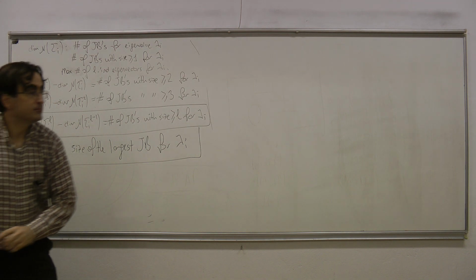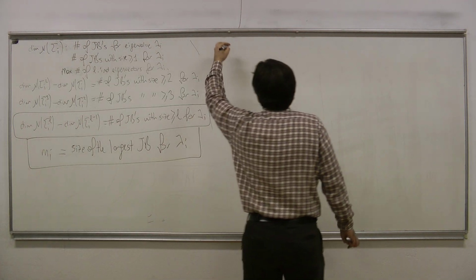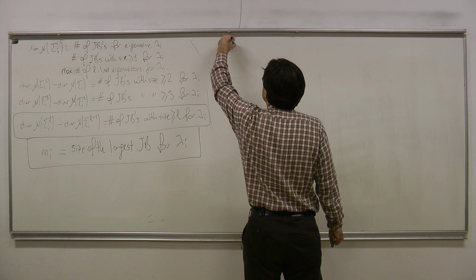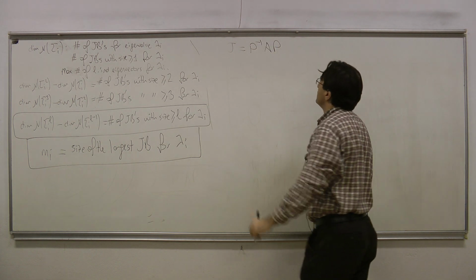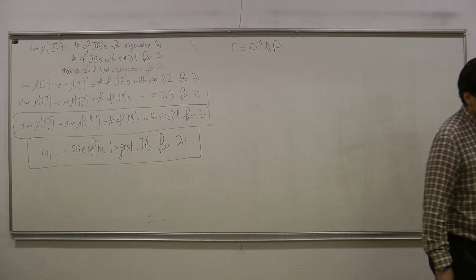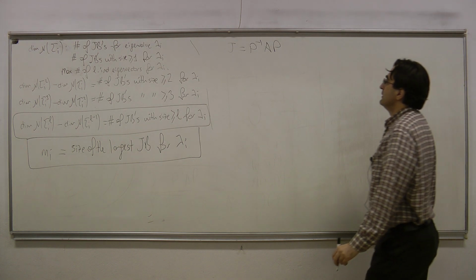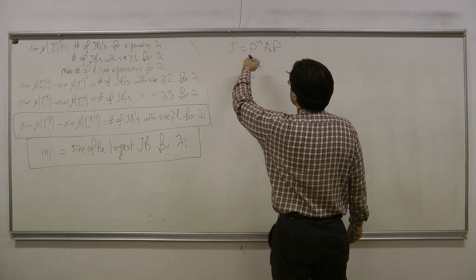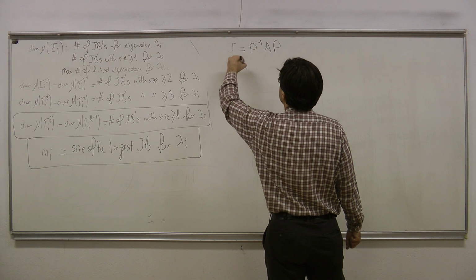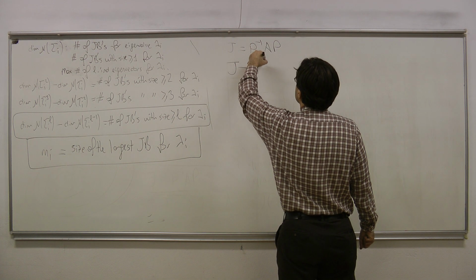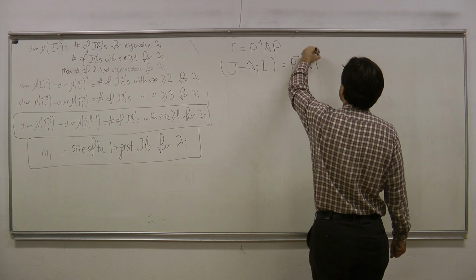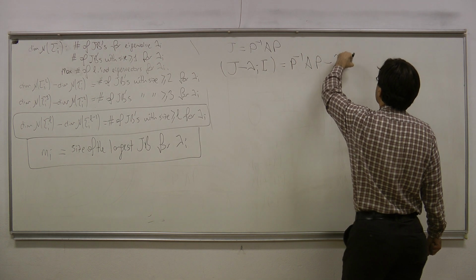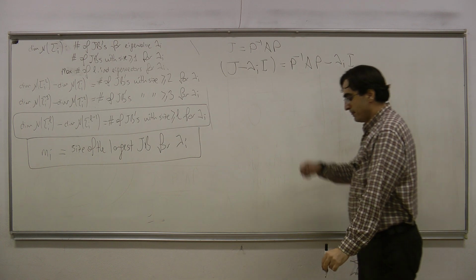What can I do? So I know that Jordan canonical form is P inverse AP. Now I'm going to subtract lambda I identity here: P inverse AP minus lambda I identity.